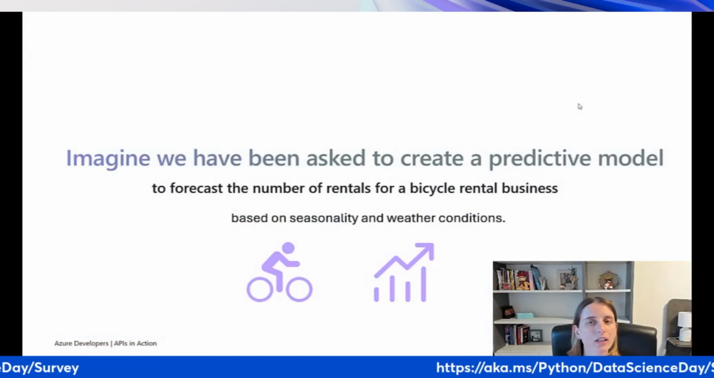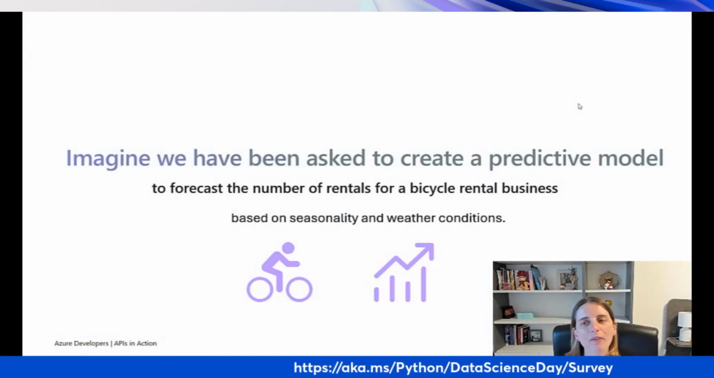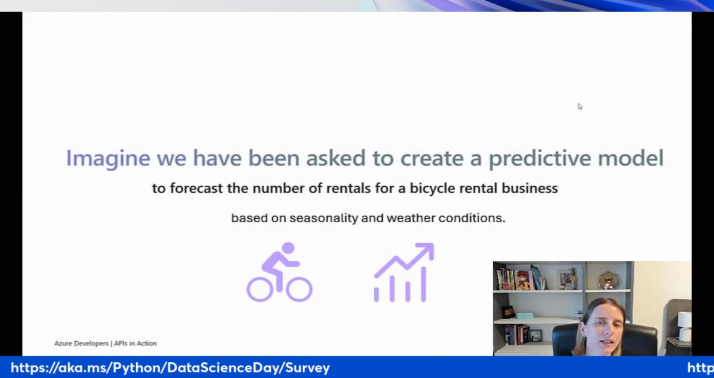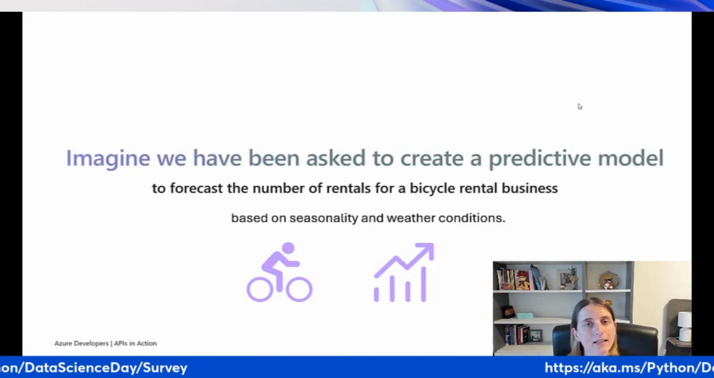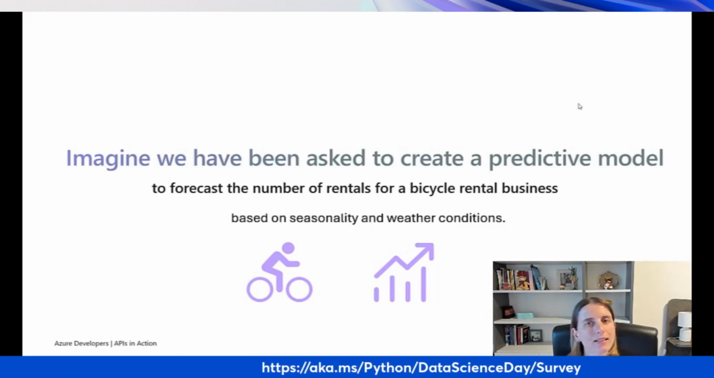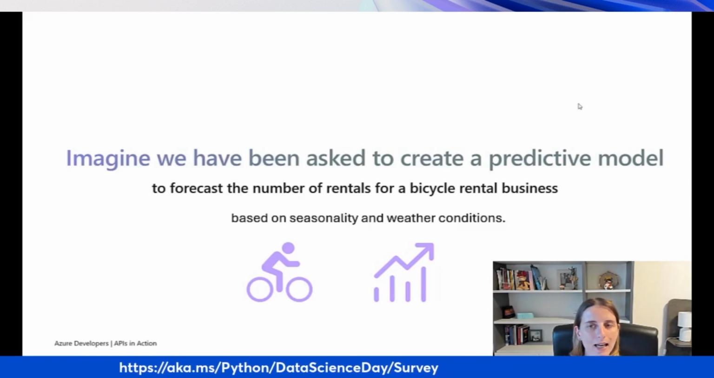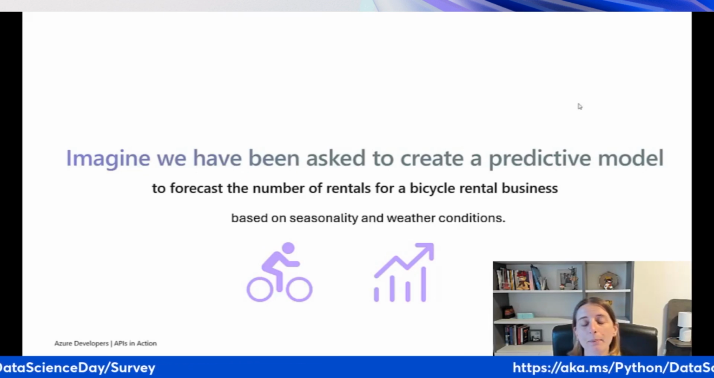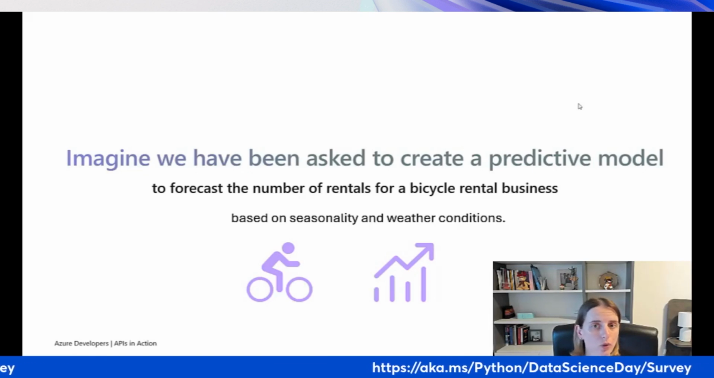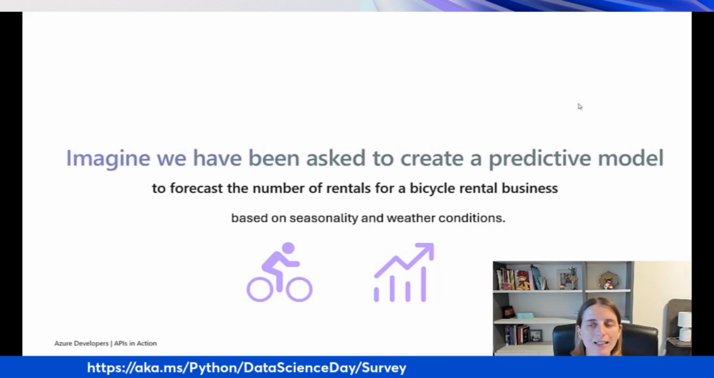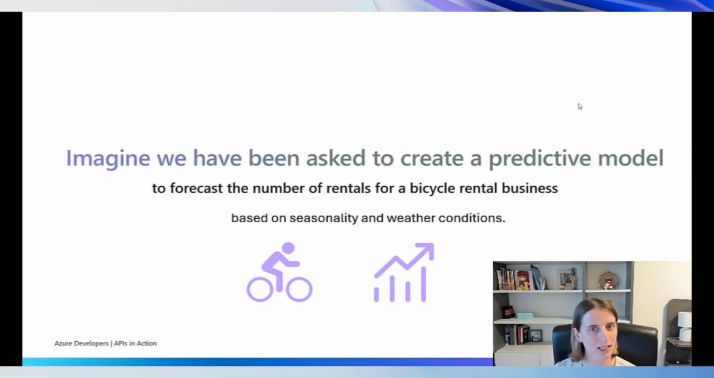To explore those innovations in tooling, let's imagine we have been asked to create a predictive model to forecast the number of rentals for a bicycle rental business based on seasonality and weather conditions. And to build such a model, starting from an historical rentals dataset, we're going to perform some data analysis and experiments in a Python Jupyter notebook on Visual Studio Code. And the secret sauce of the productivity boost to our project is made by two main ingredients, GitHub Copilot and GitHub Codespaces.